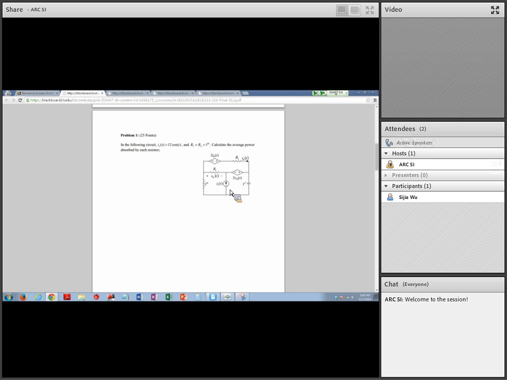Let's put it in phasor form. Which test is this? Unit 12. Spring 12?